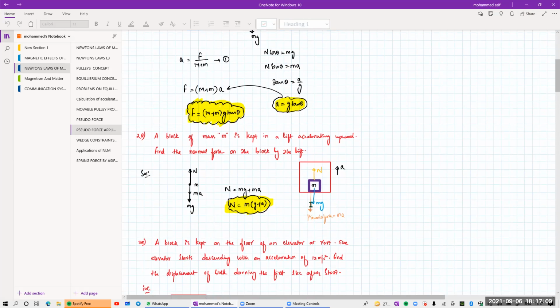This body is moving in the upward direction, so pseudo force will act in the downward direction. Normal reaction is exerted by the lift in the upward direction. So N will be equal to ma plus mg.